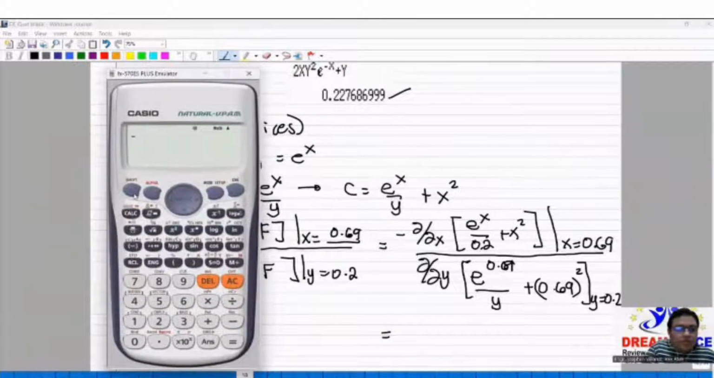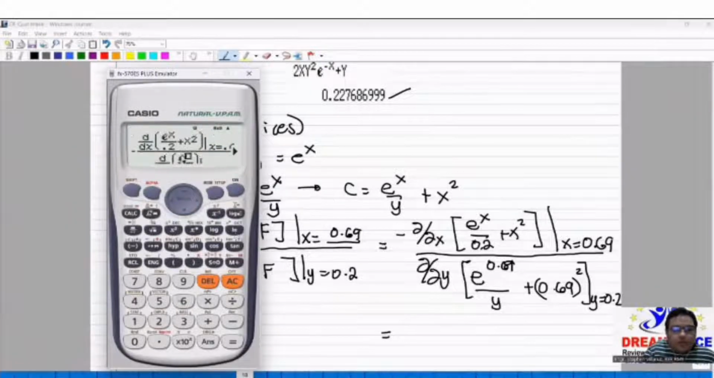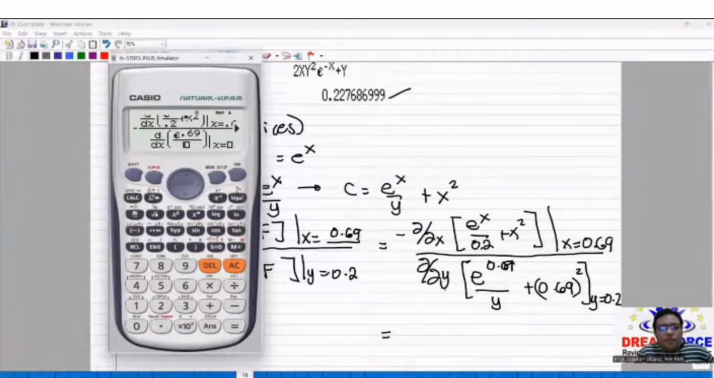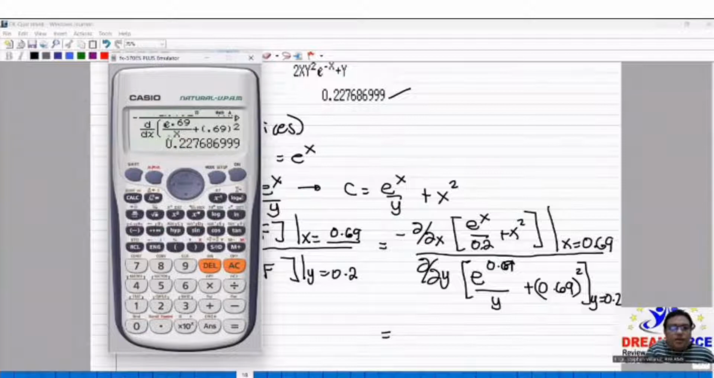So, negative fraction bar, partial derivative ng shift ln e to the x over 0.2 plus x squared, such that x is equal to 0.69, all over partial derivative ng ating shift ln e to the 0.69 over y. Take note, we are differentiating with respect to y. So, therefore, dito ay y or x na lang dito sa calculator. Then, plus 0.69, the quantity squared. So, this is 0.2. Okay, parehas ba? The answer is yes.